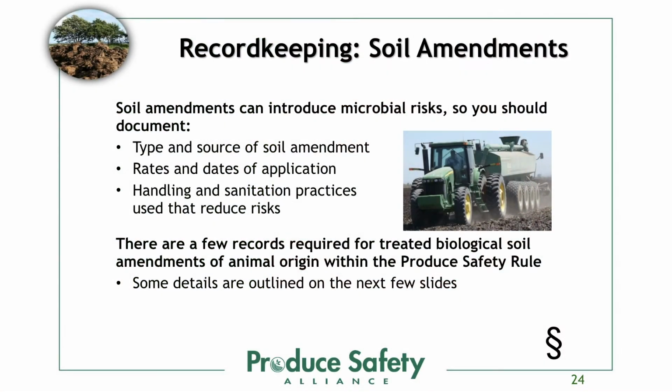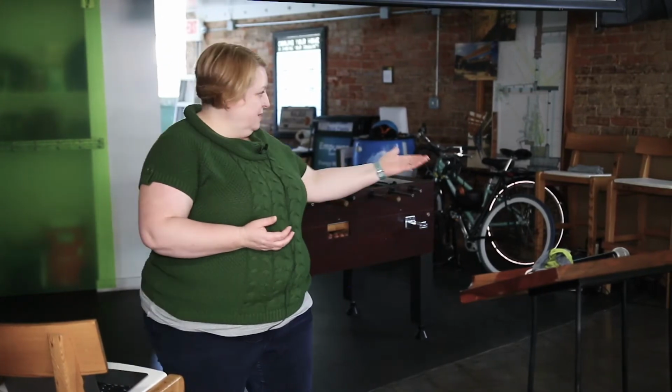So definitely, if you're going to go through an exercise like that, which to get into many markets is becoming increasingly important, you're going to want to have documentation, because that auditor can tell what you're doing the day that they're there, but they don't know what you're doing the other 364 days out of the year. So record keeping's key. The things we want to think about with record keeping are the type and the source of soil amendments that you're applying, the rates of application, and also the date that soil amendments are applied, handling and sanitation practices that you may be using to reduce those microbiological risks.